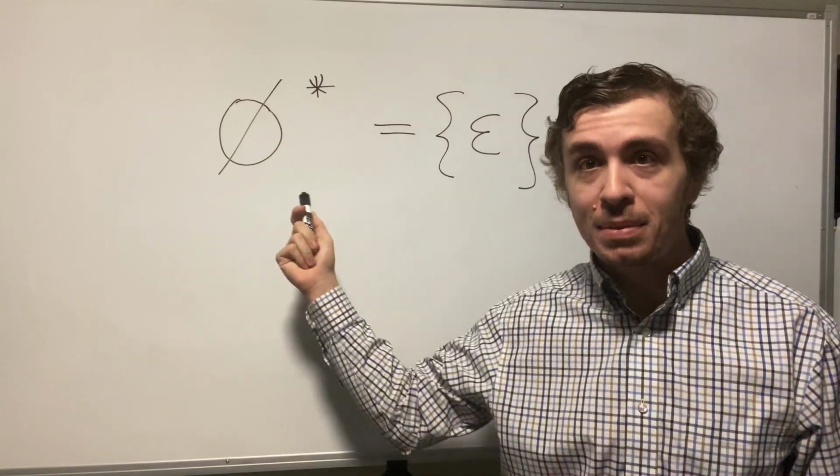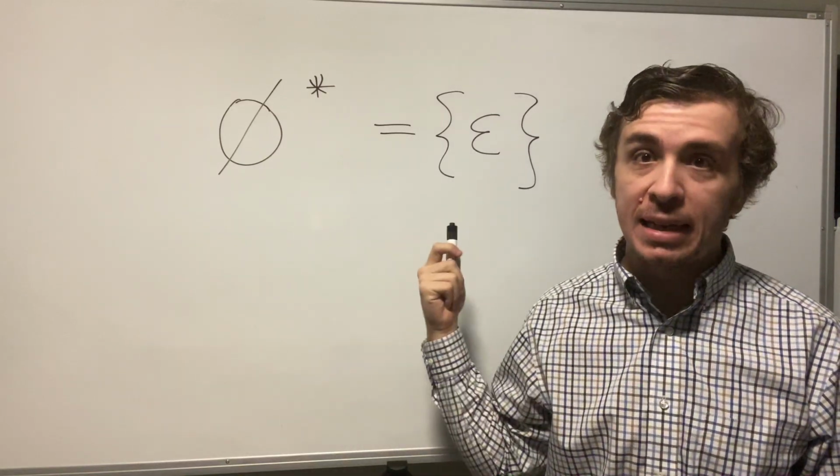Now let's prove that the empty set star is equal to the set that contains the empty string.